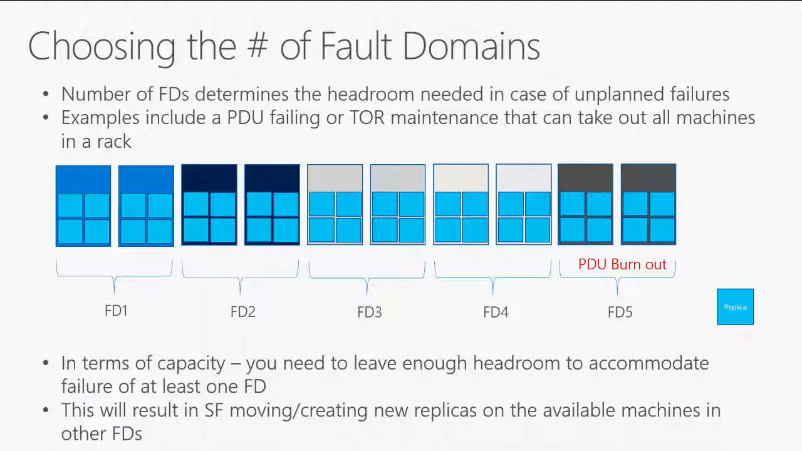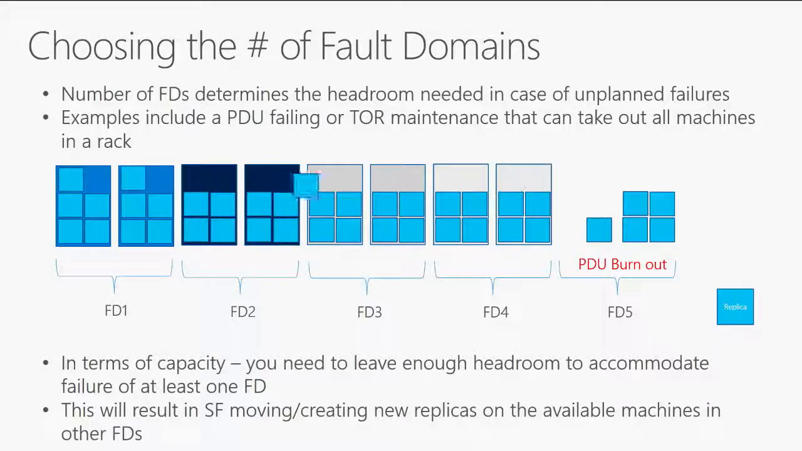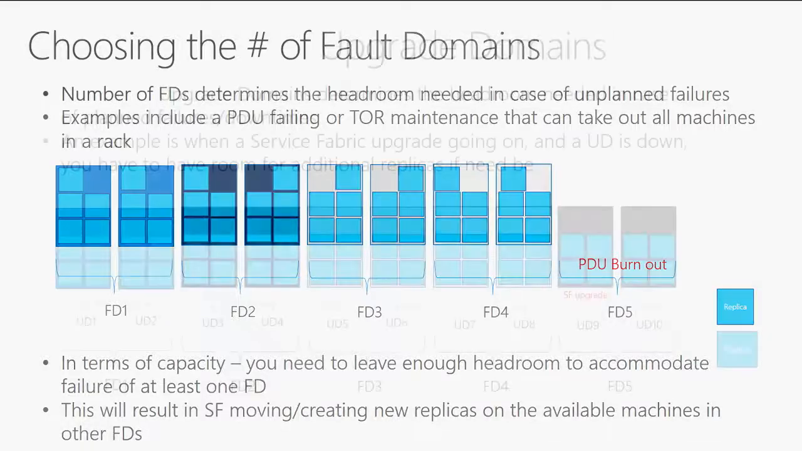But at this point, it's 5 and 5. So in this example, I have five fault domains. And the PDU for FD5, for example, burns out. So basically, you need to have enough capacity so that you can have all of the replicas or instances moved into the other side. That is the minimum requirement for a fault domain when you plan for it.